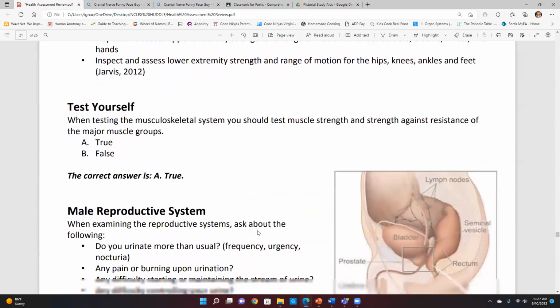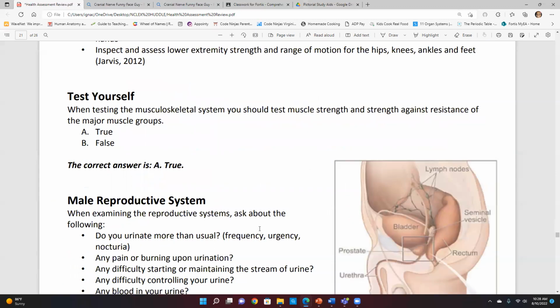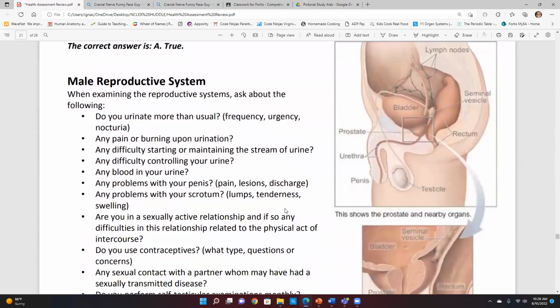Okay, so here's a test for yourself. When testing the musculoskeletal system, you should test muscle strength and the strength against resistance of the other major muscle groups. Well, yes, that is true. That is absolutely true. All right, let's jump into the male reproductive system.